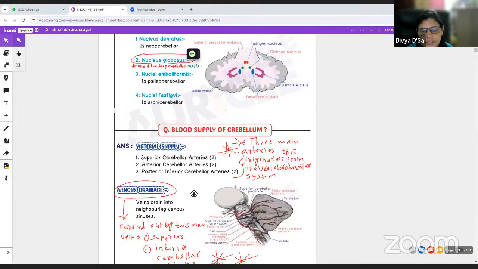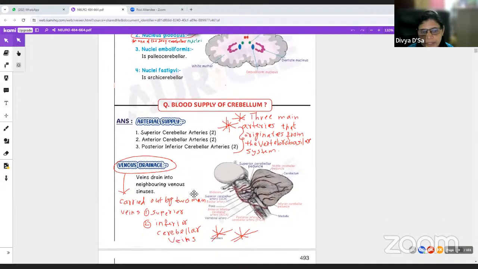Then blood supply of the cerebellum. The arterial supply is by a pair of superior cerebellar arteries, a pair of anterior inferior cerebellar arteries, and a pair of posterior inferior cerebellar arteries. They basically come from the vertebrobasilar system, that is, the vertebral arteries which join to form the basilar artery. From there, the branches come. Venous drainage is carried by 2 main veins, the superior and inferior cerebellar veins.